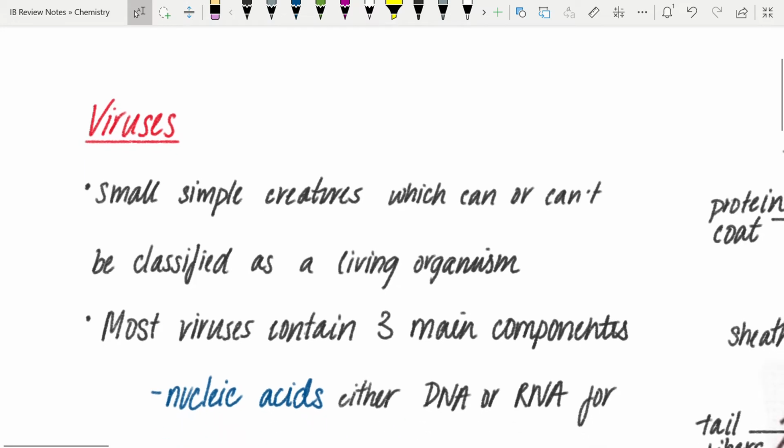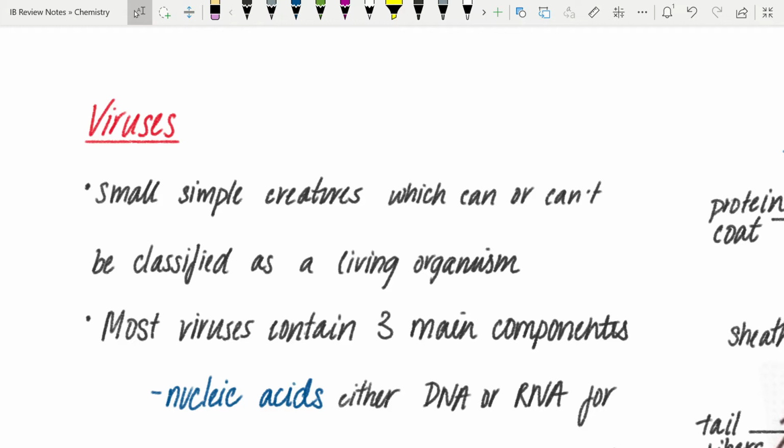Hey, so today we are going to talk about viruses, specifically foundational chemistry in viruses and viral respiratory illness treatment. So let's first define what a virus is. A virus is a small, simple creature which can or can't be classified as a living organism. There is much debate whether a virus can be called living.